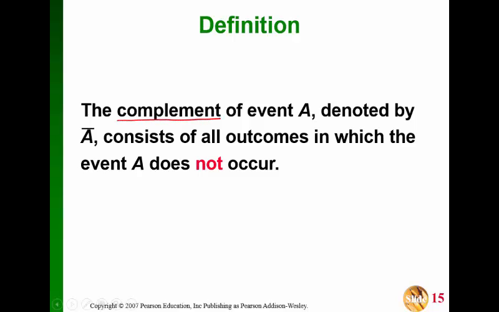A complement of an event is denoted with a bar. Sometimes they denote it with a C for a power, and C stands for complement. So sometimes they write A complement to mean the same thing. So for an event A to happen, a complement would be for any other event other than A to happen.